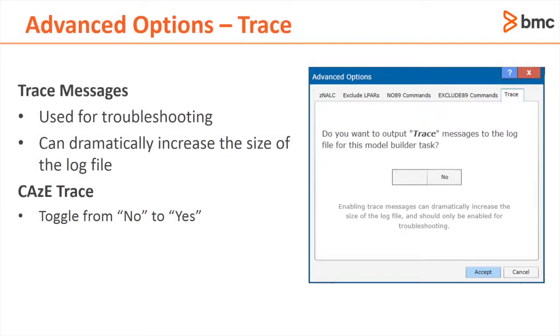Lastly, the trace option is used for troubleshooting in that it collects additional information in the COSI log file. It is important to note that turning on trace will dramatically increase the size of the log file and should only be turned on when debugging an issue.